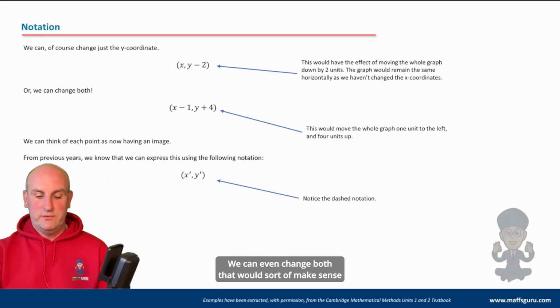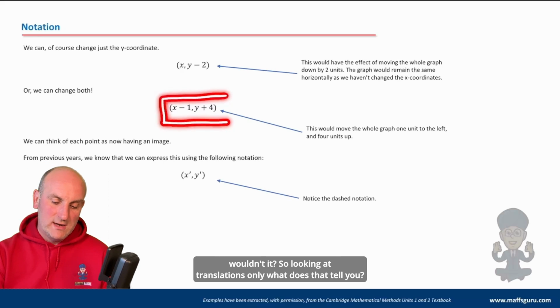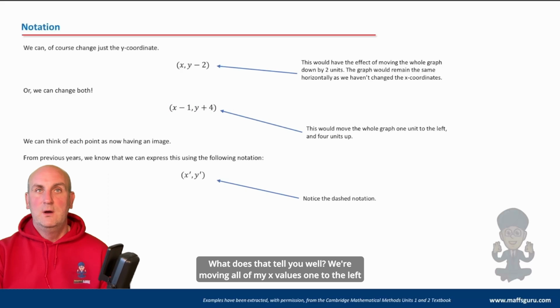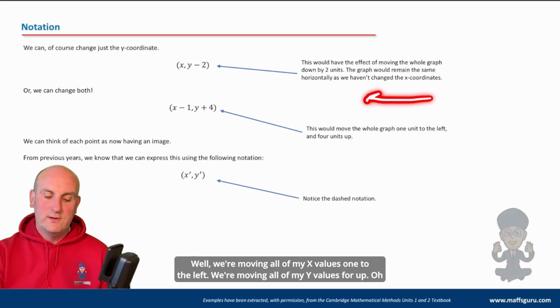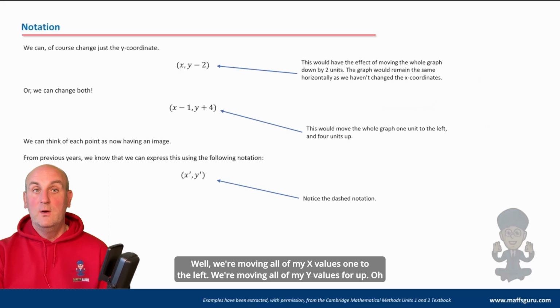We can even change both. That would make sense, wouldn't it? So looking at translations only, what does that tell you? Well, we're moving all of my x values 1 to the left. We're moving all of my y values 4 up.